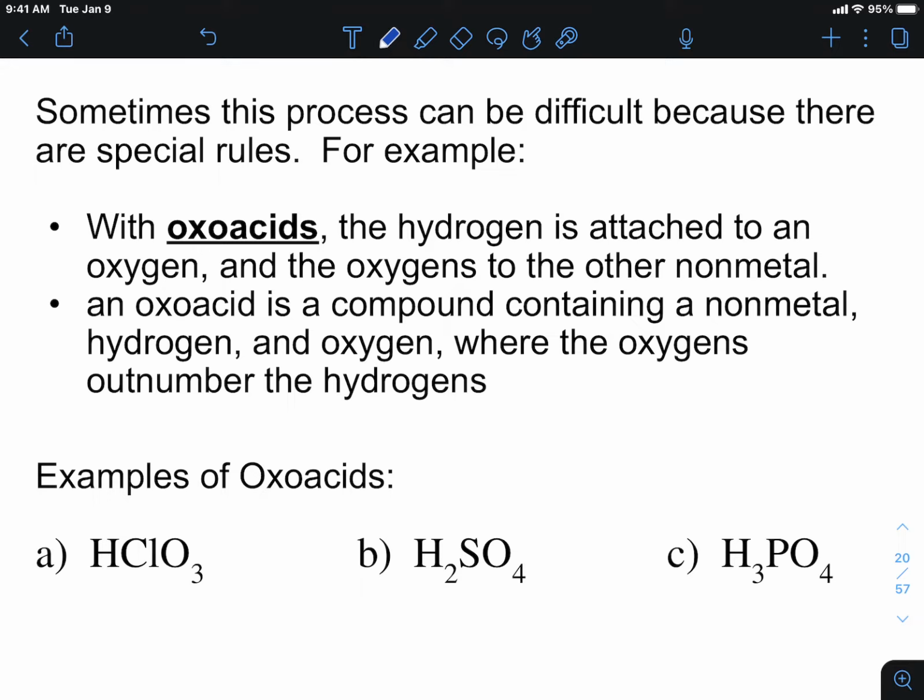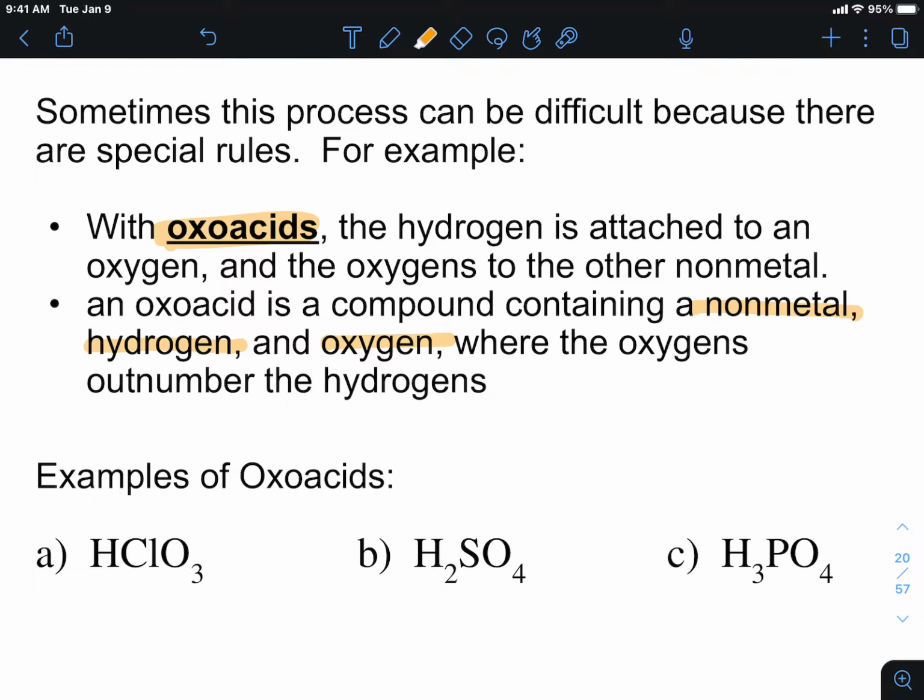Okay, so once you get used to drawing your Lewis diagrams and you understand there can be a double bond, there can be a triple bond, we're going to talk about a new category of molecule because this comes up pretty often. This is a very common thing. This new category is what we call an oxoacid. And an oxoacid is a compound made up of a nonmetal, hydrogen, and oxygen.